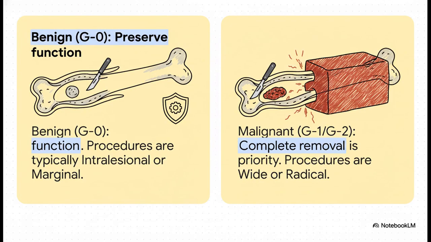You know, context is everything here. With these benign G0 lesions, our main goal, our prime directive, is to preserve function. We take out the lesion, sure, but we want to keep the patient's limb working as perfectly as possible. This is a completely different world from treating malignant tumors, where the number one priority is getting the entire cancer out, even if it means sacrificing function. So you can see why getting that G0 staging right is so critical. It guides the entire surgical philosophy.